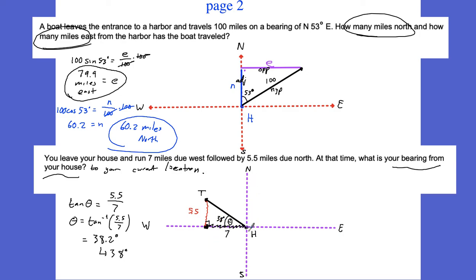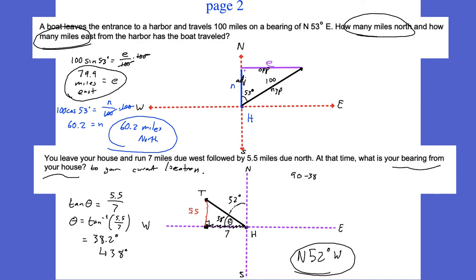So if we're describing the bearing from H to T, remember, we always want to say north or south first. So we want to say north first, and then we want to go this many degrees west. So we got to figure out what this angle is. And the way we do that is by doing 90 minus 38, because we know this whole angle is 90. Subtract 38 away, we get 52. So our bearing is north 52 degrees west, if we round it to the nearest whole degree.